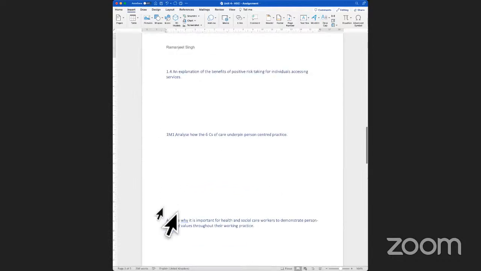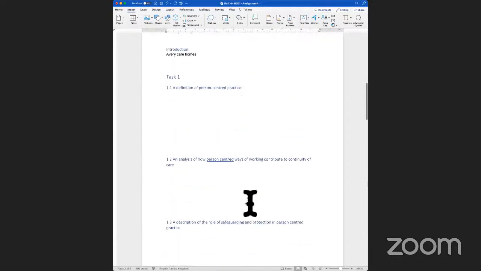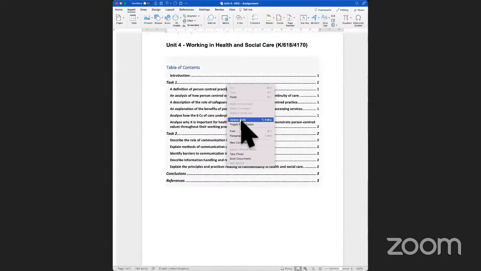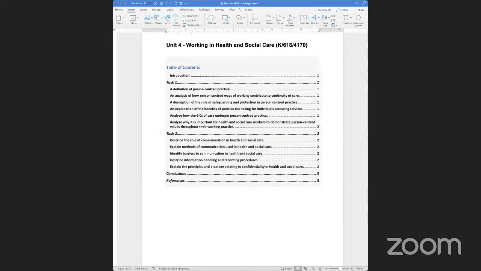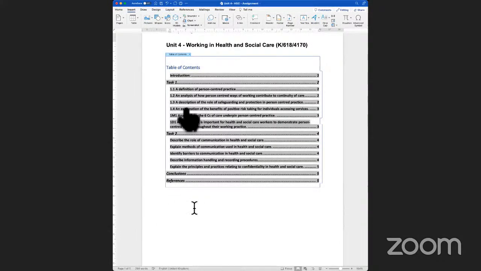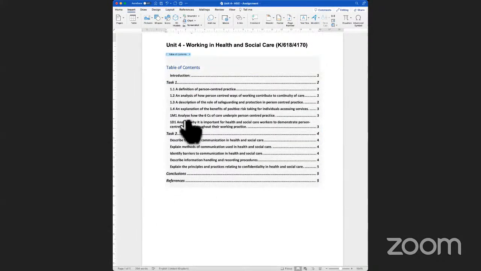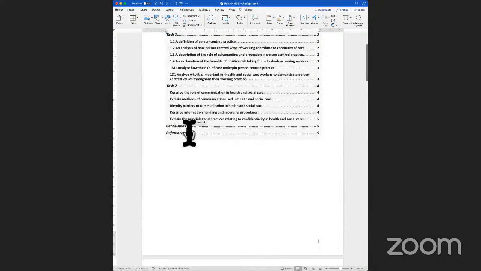If you're not looking at doing merit or distinction, obviously you will not be doing these tasks. And then once you've labeled them here, I can right click on it, update the fields, and update the table of contents. As you can see, it shows me what task you're attempting in the assignment.